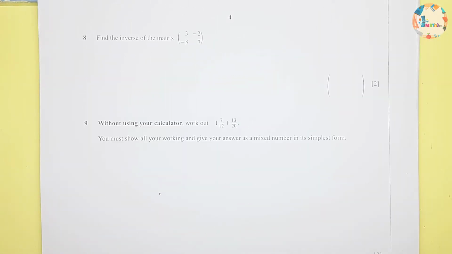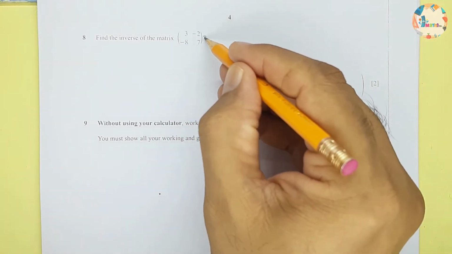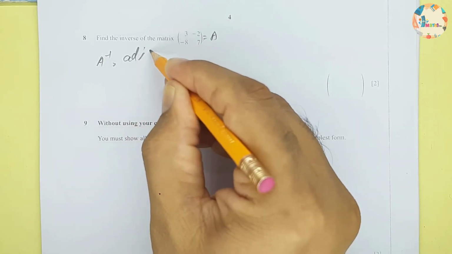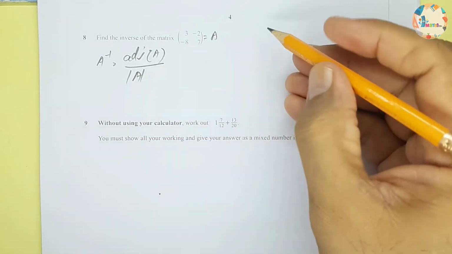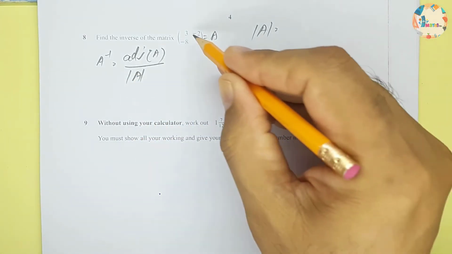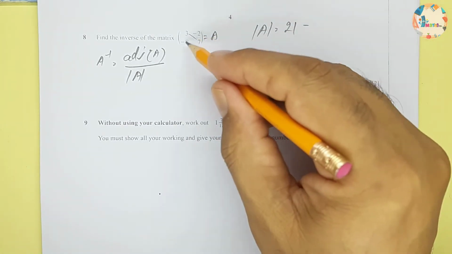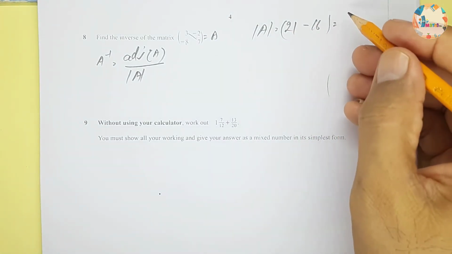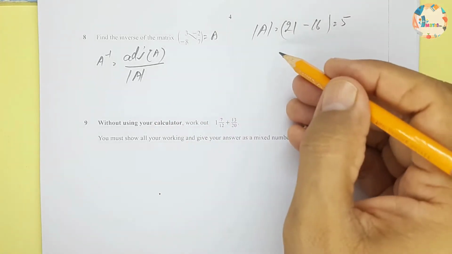Question number 8 is a matrices question. We have to find the inverse of the matrix. This is basically given, so let this be, for example, A. So A inverse will be equal to adjoint of A over mod A, and mod A we will find first. Mod A will be this multiplied by this, so 21 minus this into this, which will be 16, so this will be equal to 5. So mod A will be 5. Now we can find the adjoint.